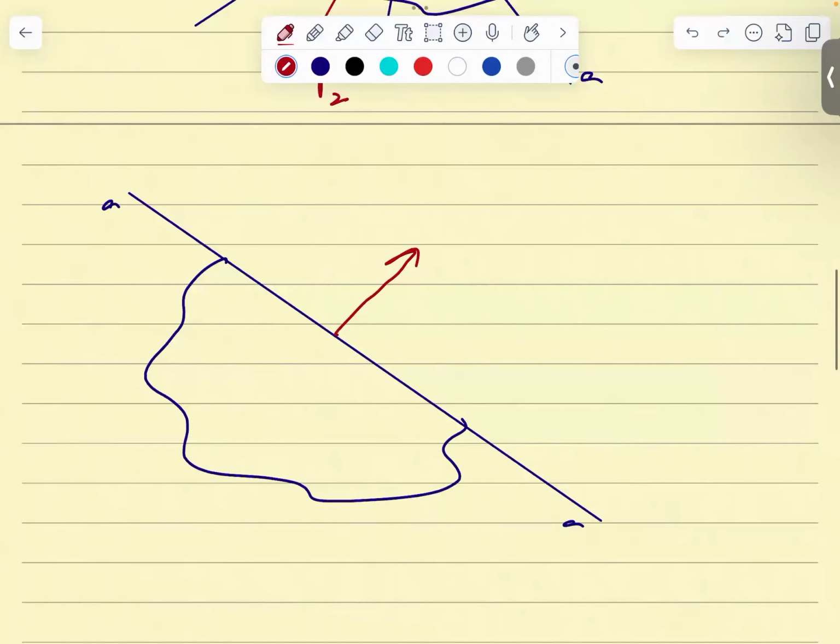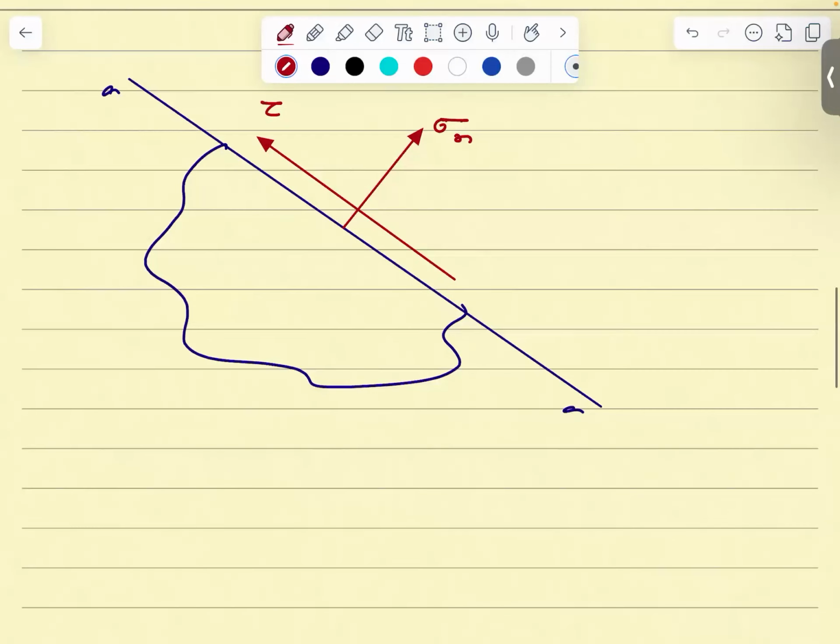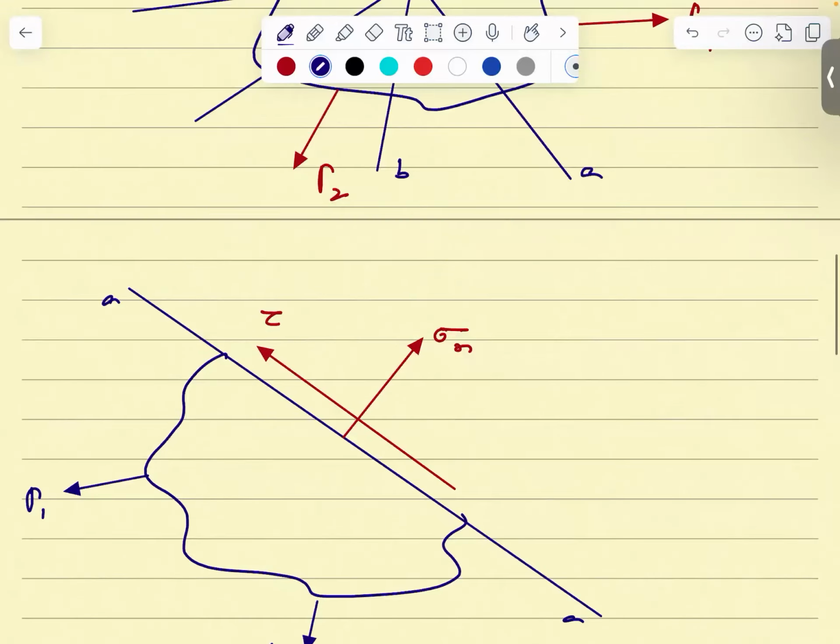Normal and shear. Correct. The normal stress will act exactly perpendicular to the plane. And shear stress will act along the plane, or you can say tangential to the plane. So this is your sigma n, that means normal stress, and this is your shear stress, tau. Make a note of this. This is how you will draw the free body diagram. So this is your P1, this is your P2, corresponding to the AA plane.